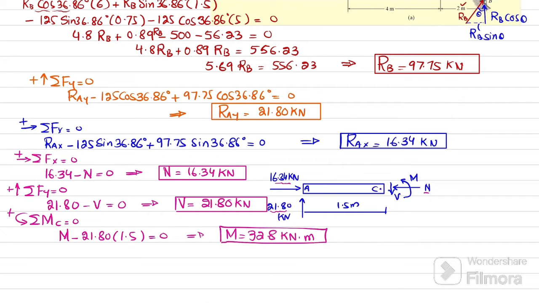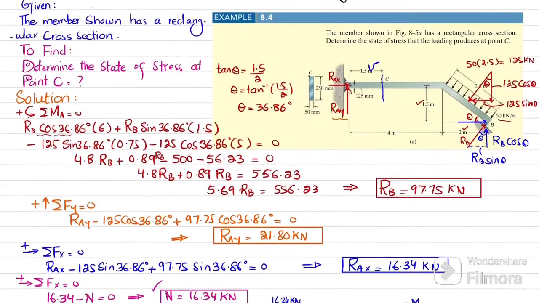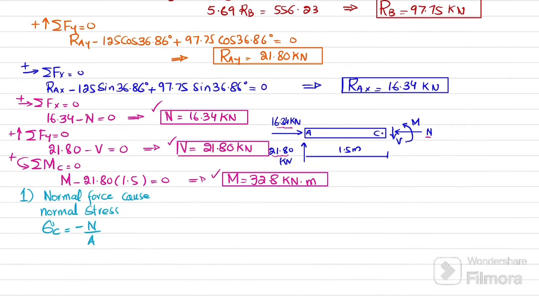Now you have all this shear force, normal force, and moment at point C. So what we are going to do is find the normal stresses due to normal force. First, normal force causes normal stress here, and since it is asked to find at C, sigma C is equal to minus N divided by A. Why minus? Because you can see this N is compressive. This is compressive stress towards C.